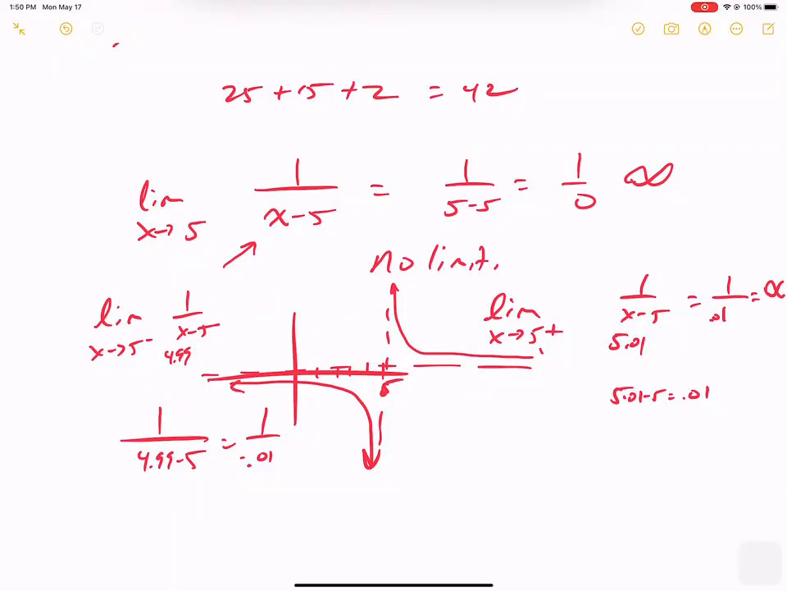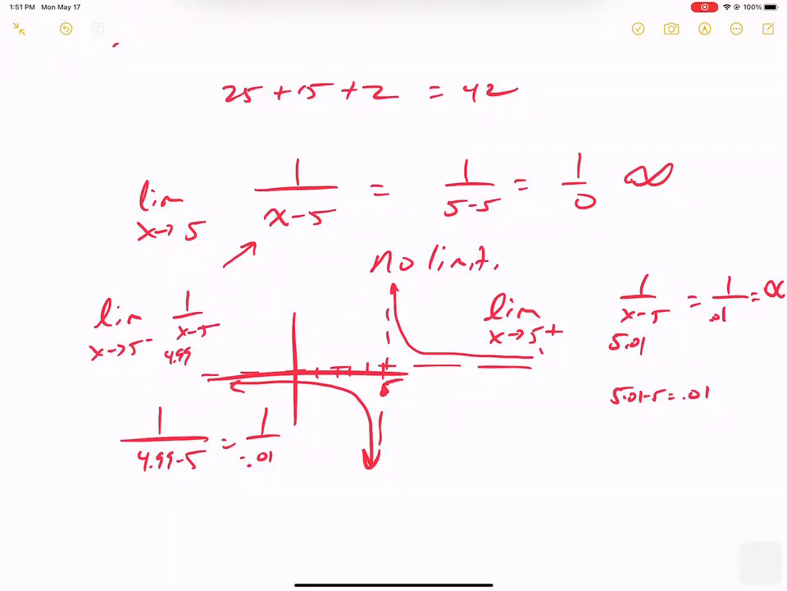So we're able to see which way this graph goes in an algebraic form by just testing what it's like. If it's on the right, I'm going to give it a little bigger number. If it's on the left, I'm going to give it a little smaller number. And then the fraction itself will tell us if it's positive or negative. Okay.